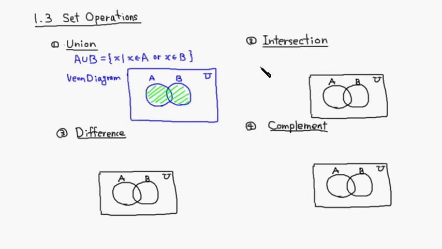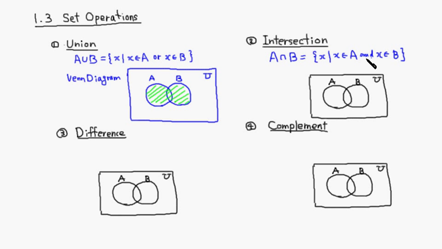The second set operation would be intersection. We can take the intersection of two sets, A intersect B, which is the collection of elements which are in both A and B at the same time.